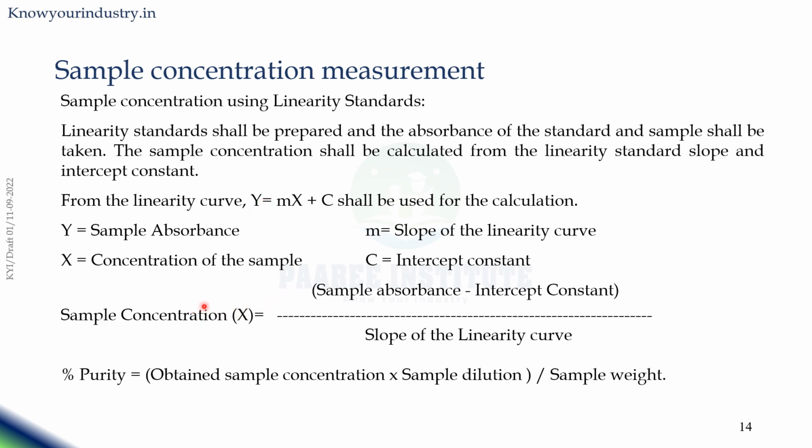So to calculate the sample concentration, you have to deduct the intercept from the sample absorbance, that is y minus c, divided by the slope of the linearity curve, that is m. So y minus c divided by m will give you the sample concentration. Then finally, you can calculate the purity by using the obtained sample concentration, that is x into the sample dilution divided by the sample weight used for the standard preparation.